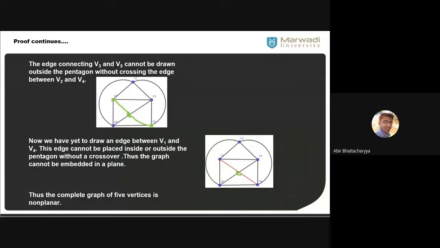So since there is a crossover, obviously this complete graph with 5 vertices is a planar graph or non-planar graph? Non-planar graph, right? Getting my point? That is how we will prove this thing. So simple stuff, we'll prove it in a complicated manner, right? Any doubts, please ask me.